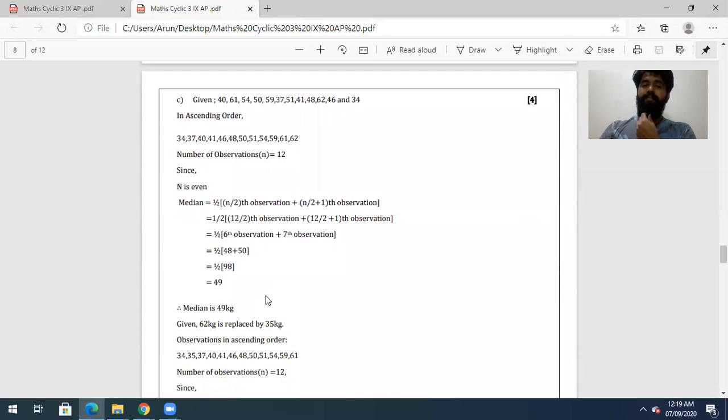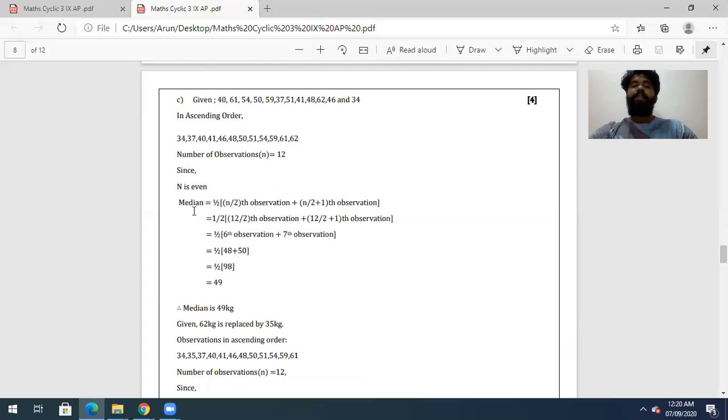Next question is again from mean and median. The weights of 12 students in kg are 40, 61, 54, 50, 59, 37, 51, 41, 48, 62, 46 and 34. Find the median weight. So in ascending order, when you arrange them, you will write 34, 37, 40, 41, 46, 48, 50, 51, 54, 59, 61 and 62. The number of observations is 1, 2, 3, 4, 5, 6, 7, 8, 9, 10, 11, 12. So n is equal to 12.